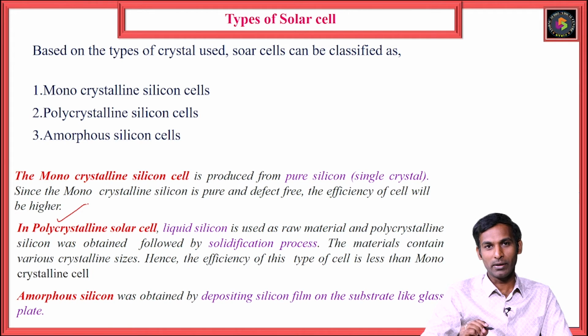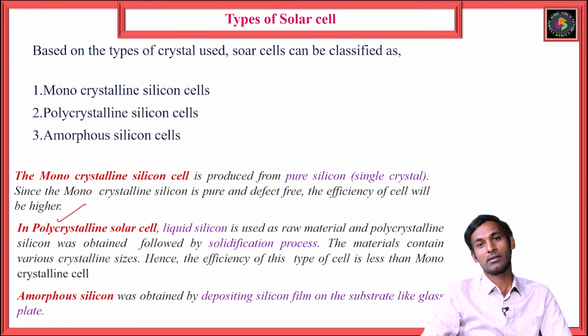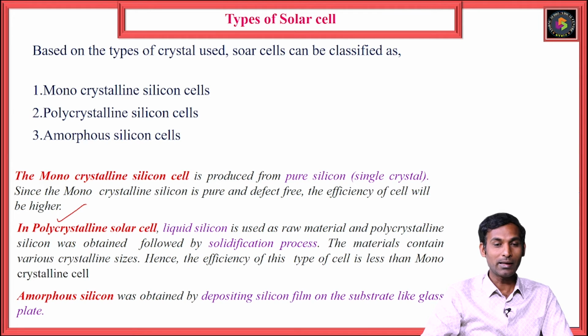If you use the same type of material for the p-type and n-type, the efficiency is very good. If you change the material, p-type silicon and n-type cadmium oxide, the efficiency will decrease. That's why it is said to be mono, polycrystalline and amorphous.